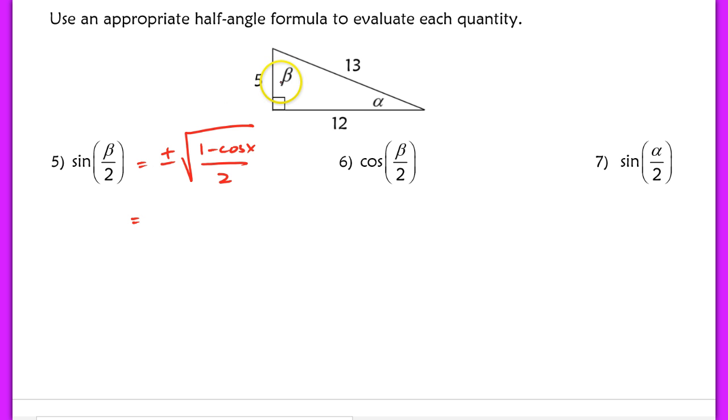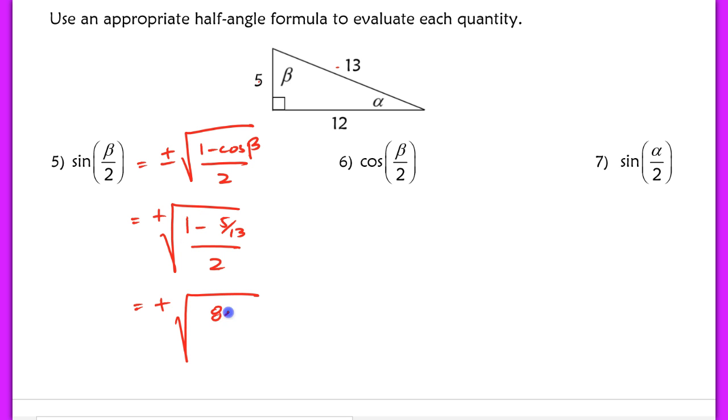But anyhow, I need to figure out what the cosine of x is. So, sorry, I shouldn't be writing x. Since we're doing this in terms of beta, we have a value here. It's the cosine of beta, right? And I can plug in the cosine of beta here because it's just 5/13. So this is going to be positive square root of 1 minus 5/13 over 2. If we simplify here, I end up with, let's see, 8/13 over 2. I'm actually not going to rationalize this. I'm just going to leave it as 8/26. So this is positive square root of 8/26 for the sine of beta over 2.